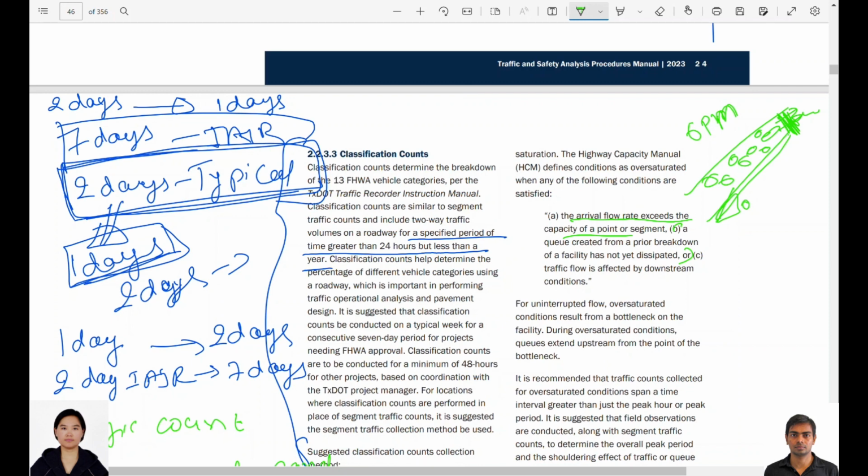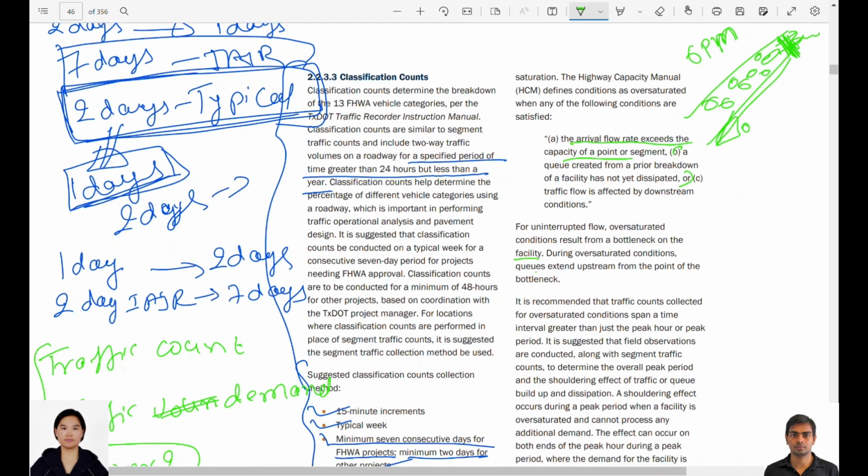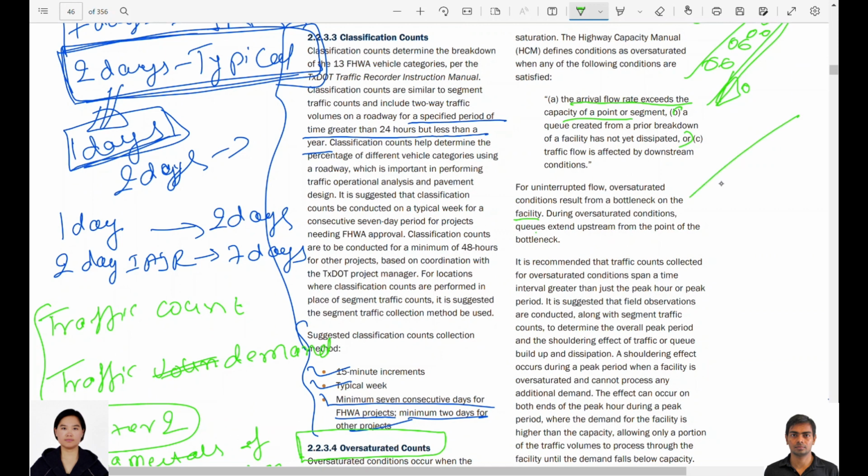For uninterrupted flow, oversaturated conditions result from a bottleneck on the facility. During oversaturated conditions, the queue extends upstream from the point of bottleneck. So on the freeway, if there is a bottleneck here, then the queue starts forming upstream of it. If the direction of flow is like this, then this is called downstream and this is called upstream.